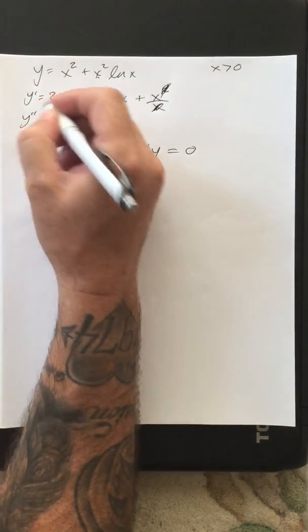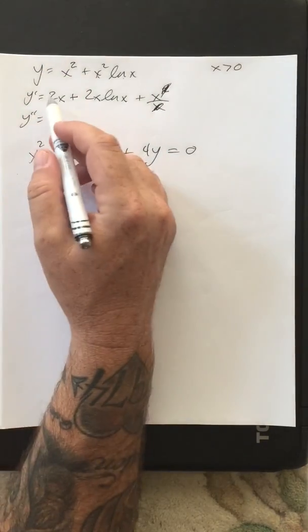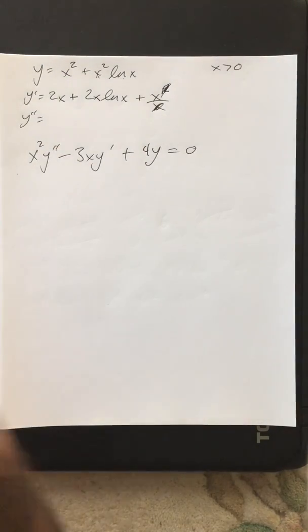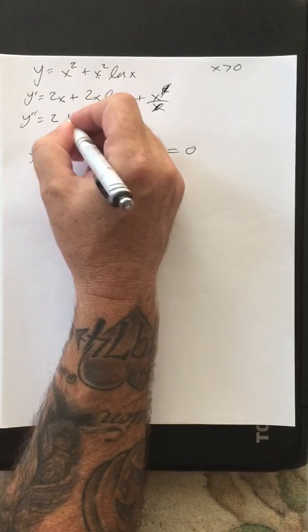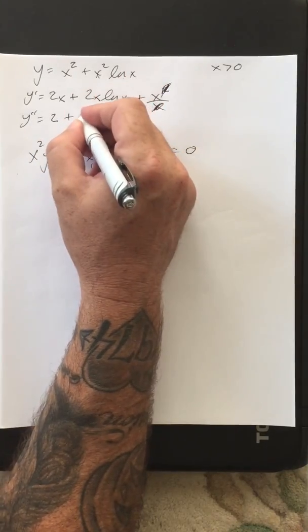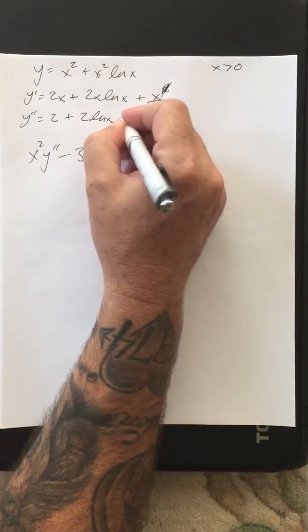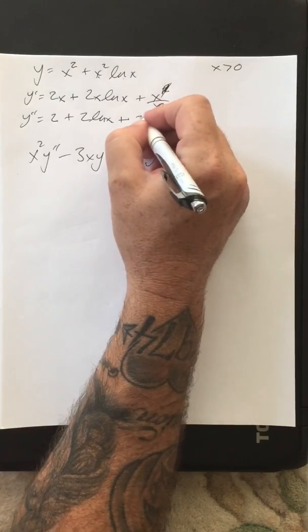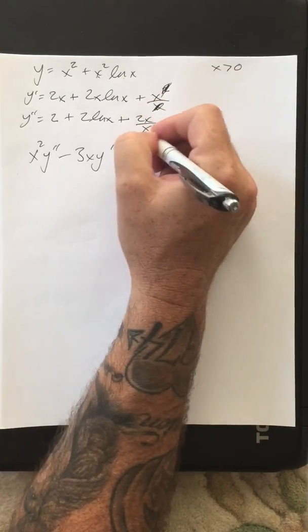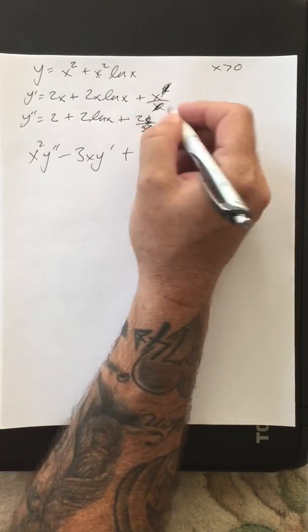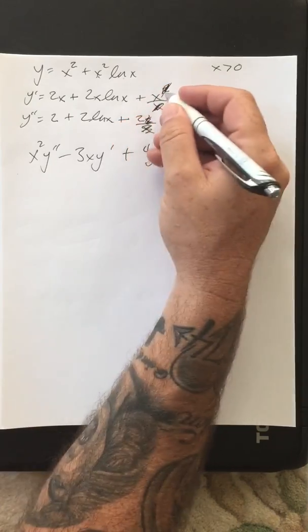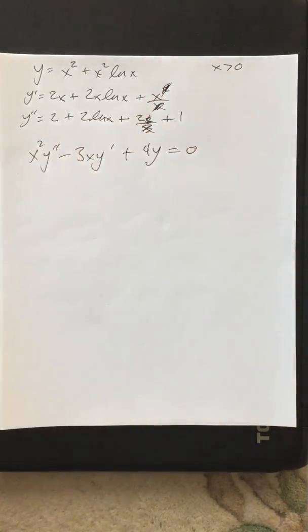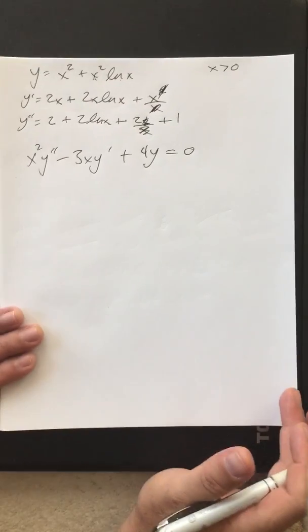Now we need y double prime. What is that? That's just the derivative of this function. So we have 2 plus the derivative of the first, 2 log x, plus the first times the derivative of the second, which is x. So these go away here, so you just have 2, plus the derivative of x, which is 1. It looks a little messy, but let's move ahead then.